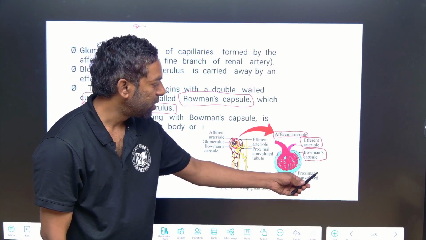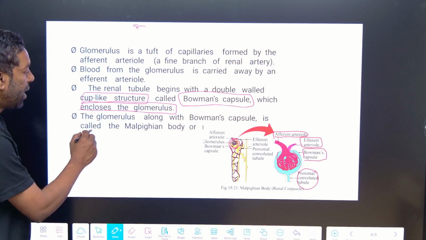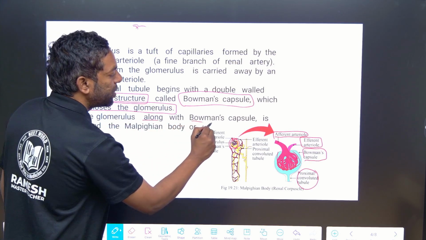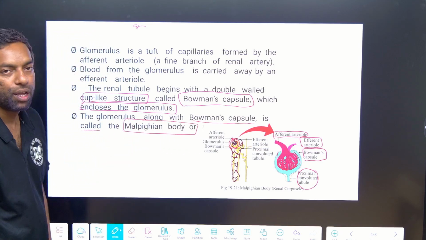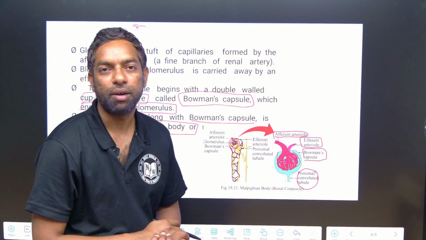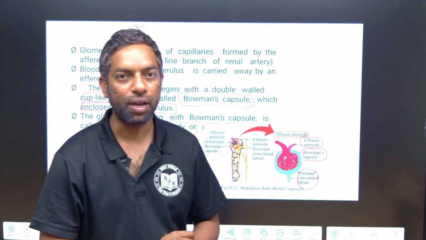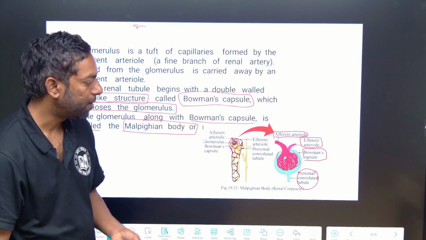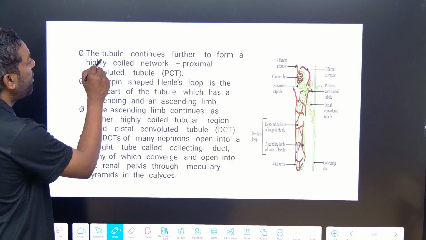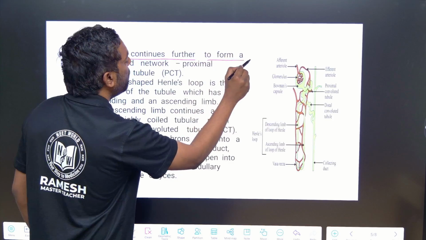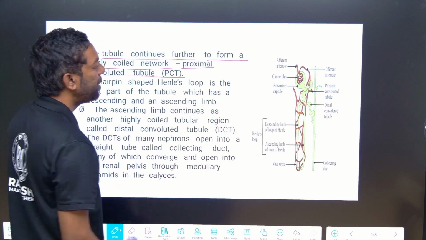This is the renal tubule. Further, we are going to discuss the renal tubule. The glomerulus along with Bowman's capsule is called the Malpighian body. This may be asked in the exam: what is the Malpighian body? And the tubule continues further to form the highly coiled network, the proximal convoluted tubule, PCT.